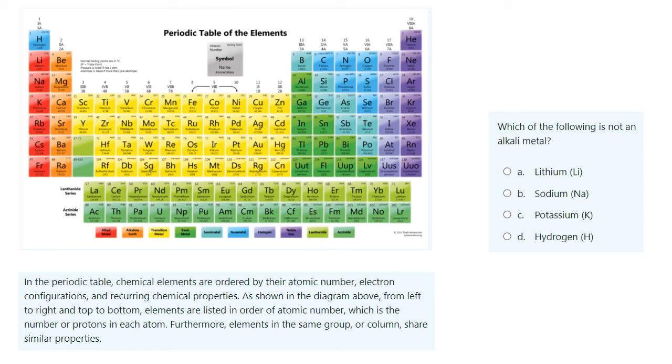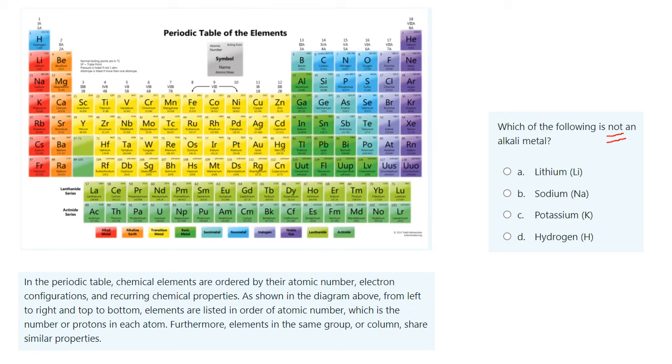Which of the following is not an alkali metal? Well, in the periodic table, elements are ordered by their atomic number, by electron configurations and recurring chemical properties. As shown in the diagram above, from left to right, top to bottom, elements are listed in order of atomic number. The number of protons increases. There is 1 in hydrogen, there are 2 in helium, 3 in lithium, 4 in beryllium, 5 in boron, etc.